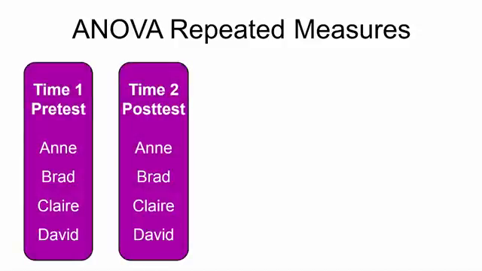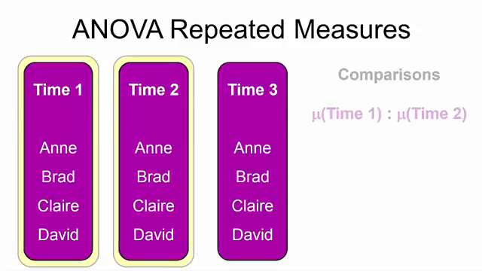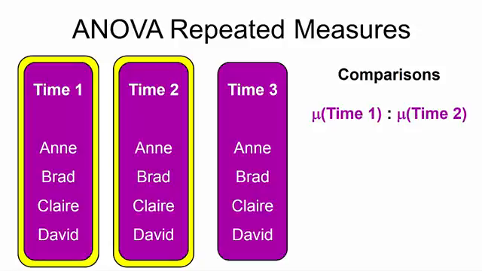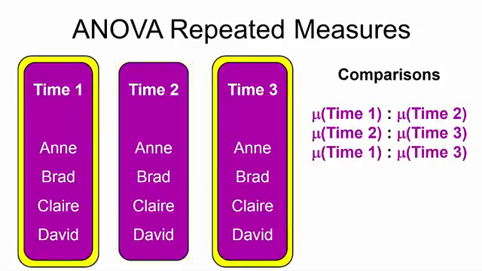Whereas the paired t-test processes data from one group over 2 time points, pre-test and post-test, the ANOVA repeated measure statistic can process data from 3 or more time points. The ANOVA repeated measures test will compare the means from time 1 to time 2, time 2 to time 3, and finally it'll compare the beginning to the end, time 1 to time 3.